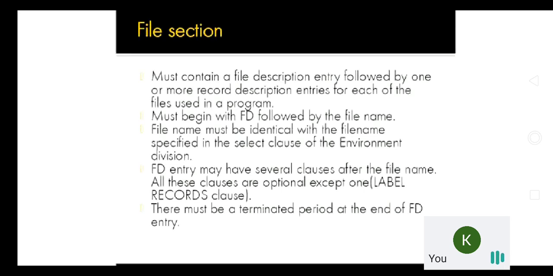So normally you're going to specify the file name both in the data division and in the environment division. Under the data division, we specify the file name under the file section. Similarly, we use the file name under the environment division. Whatever file name you specify, both in the environment division and in the file description entry, must be identical. So both names must be the same.